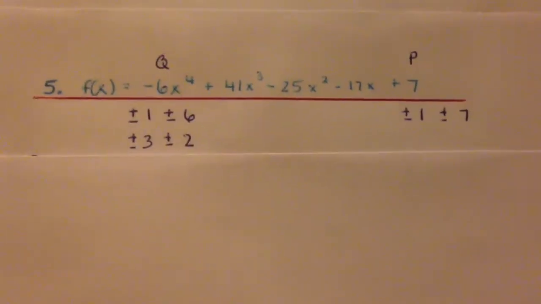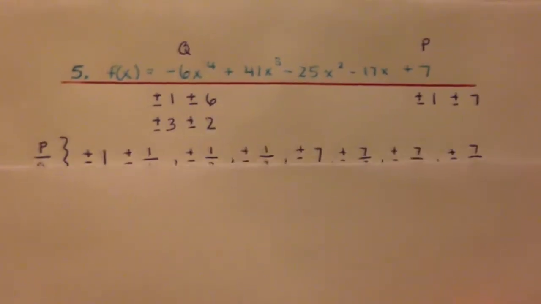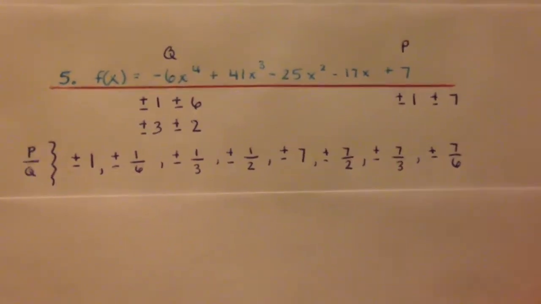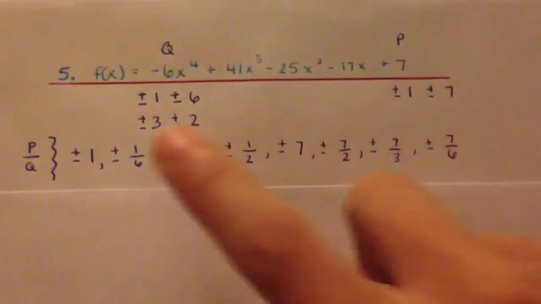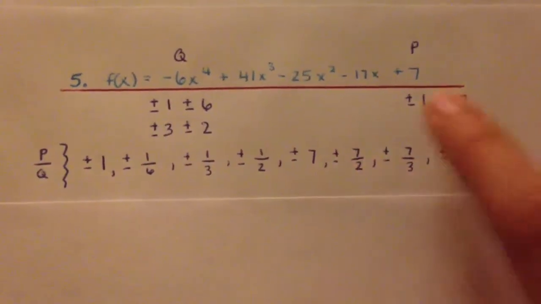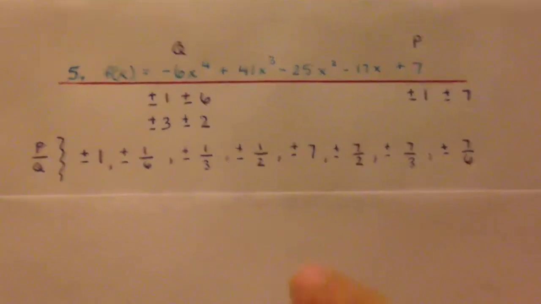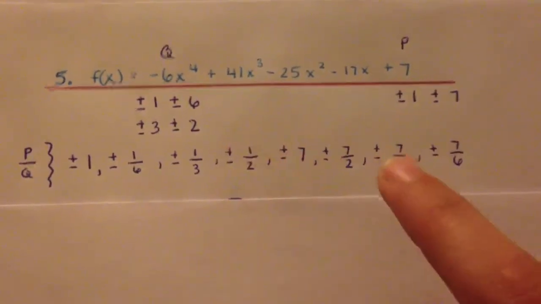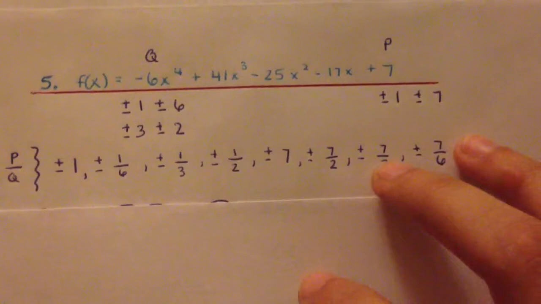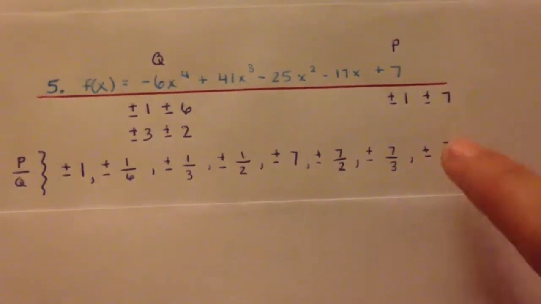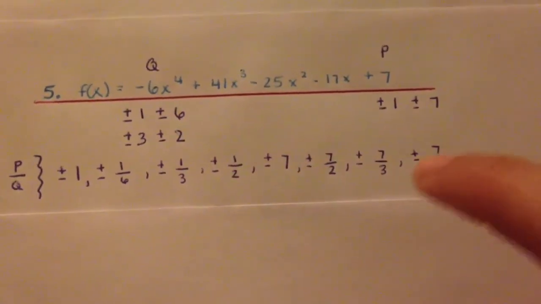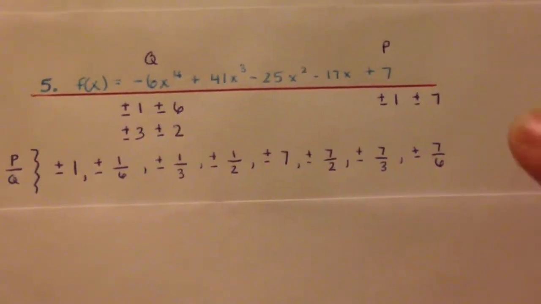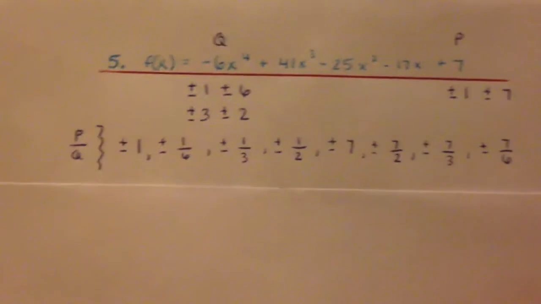And remember, keep in mind that it's P over Q. So as we list out the P's and Q's, you would go with these over these. So it should be plus or minus 1, plus or minus 1 over 6, plus or minus 1 over 3, plus or minus 1 over 2. And then we'd have plus or minus 7, plus or minus 7 over 2, plus or minus 7 over 3, plus or minus 7 over 6.